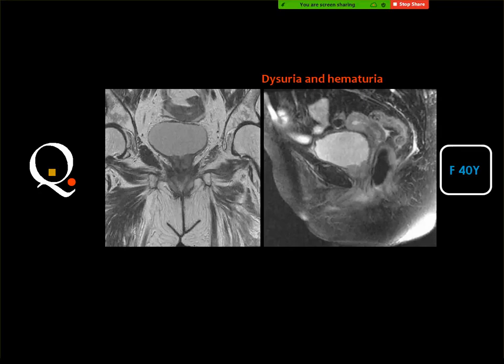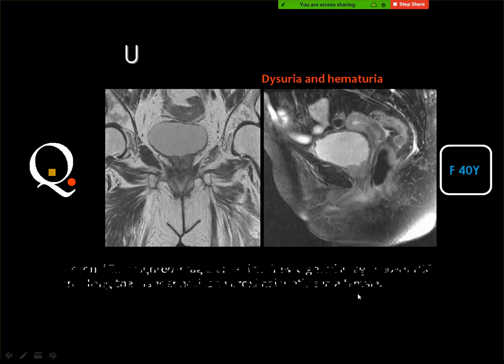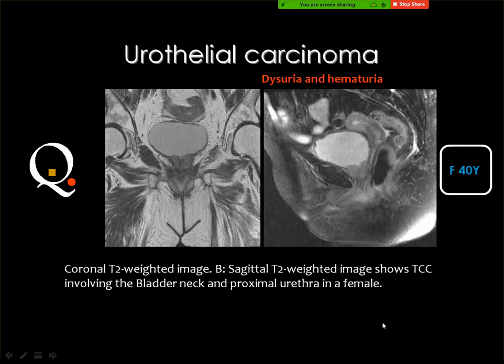What do you think? Cancer of the neck of the bladder. Bladder neck cancer or prostatic cancer? This is a female. Maybe urethral carcinoma. Yes, very good. This is a female patient, and you see the uterus, and there is no way to mistake this as a prostatic lesion. Then this is a bladder neck carcinoma of the urethral type, of course. Very good.